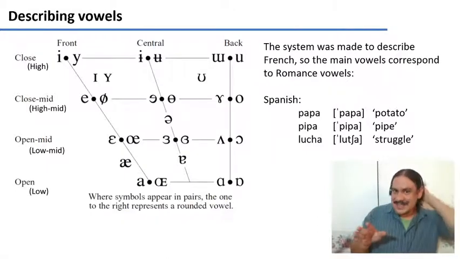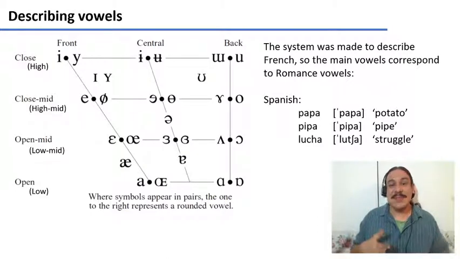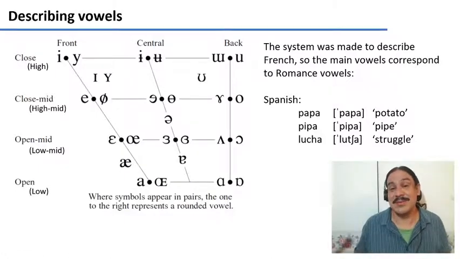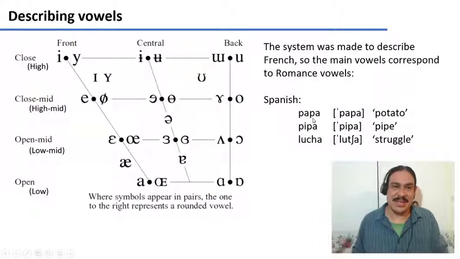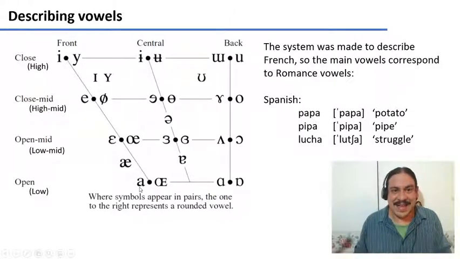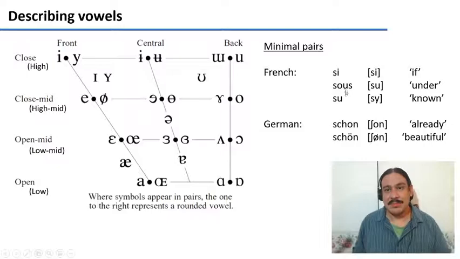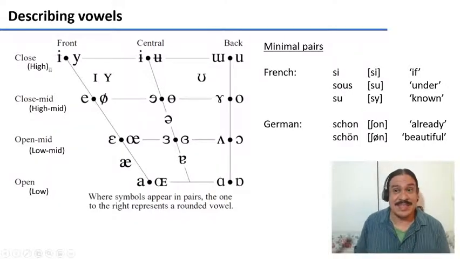All right, by the way, the system of vowels of the IPA was made for French, so these vowels describe Romance vowels very well. They also describe, for example, Spanish vowels very well, Romance vowels in general. So a word like papa, potato, has this vowel here. This is an a, papa. This one is the i in pipa. This one is the u in lucha, struggle. We have words in French, so they're originally made for French. This is the i in si, this is the u in su.